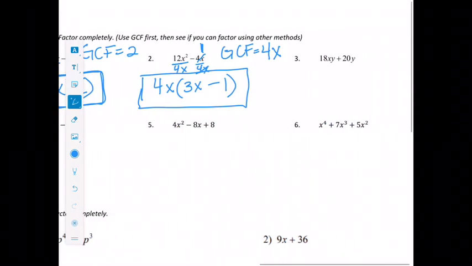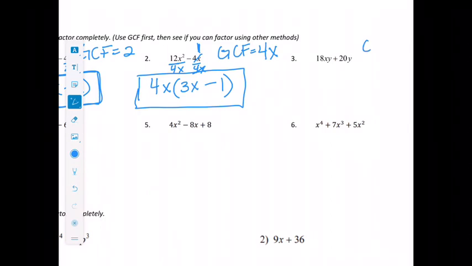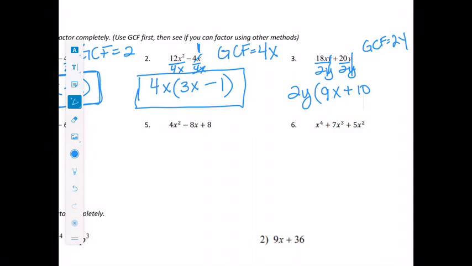All right, let's try number 3. Our GCF, what goes into 18 and 20? My GCF is 2. Not both terms have an x, but they do both have a y. So my GCF is going to be 2y. So I put the 2y out in front and divide each of these by 2y. 18xy, the y's cancel. 18 divided by 2 is 9, and that x is going to stay there. 20 divided by 2 is 10, and the y's are going to cancel out. So here my final answer is 2y times 9x plus 10.